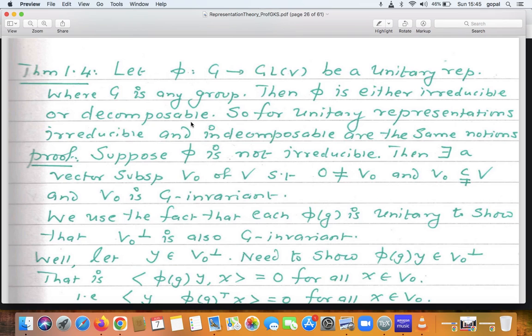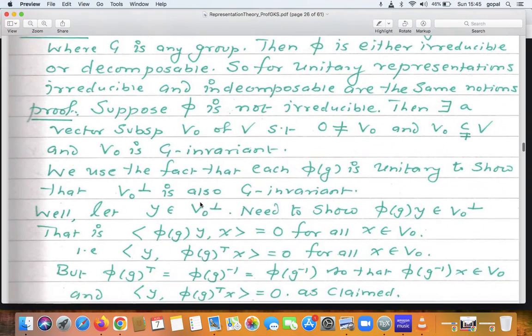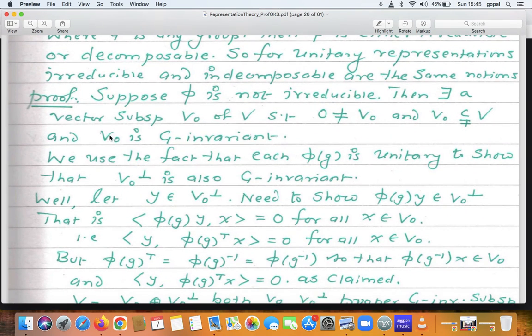Suppose phi is not irreducible. That means there is a vector subspace V naught, which is a proper subspace, not the zero subspace, not the whole thing, and which is G-invariant. The fact that V naught is G-invariant means what? Take the operator phi g. Point number one: phi g is a unitary operator. Point number two: V naught maps to V naught under phi g.